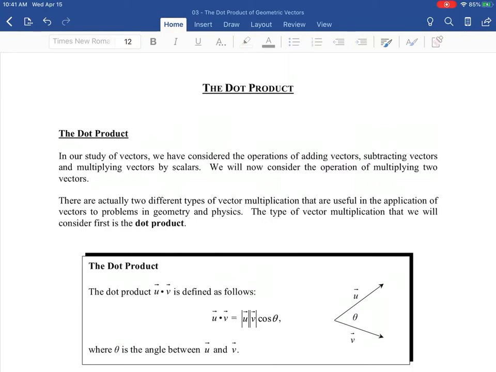So we now consider the operation of multiplying two vectors. Good luck understanding what that means to begin with. How could you possibly take two vectors and multiply them? Let me just give a little taste of what that might look like.